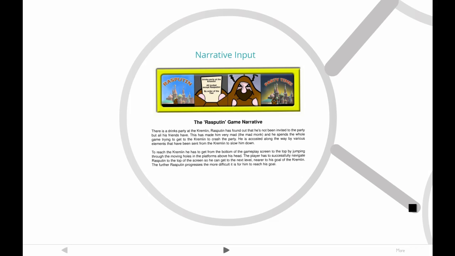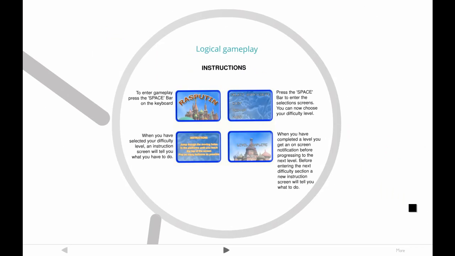In the case of Rasputin, we start with the narrative input. You need an engagement strategy. So narrative is used to outline the goals and to form a framework of engagement for the player, which gives the player motivation and a reason to progress. The gameplay should be logical, so you need instructions. It's a basic logical structure formed from the narrative.